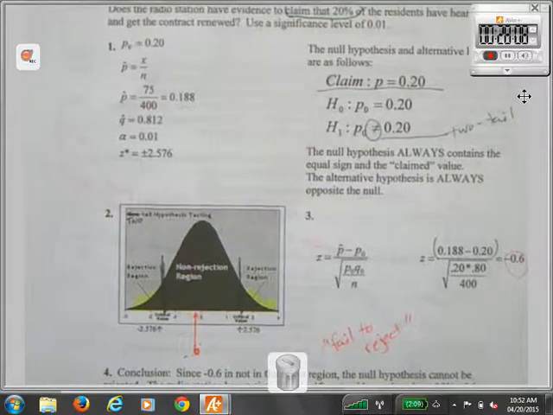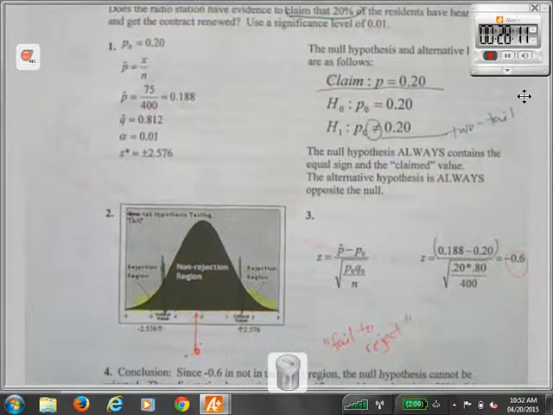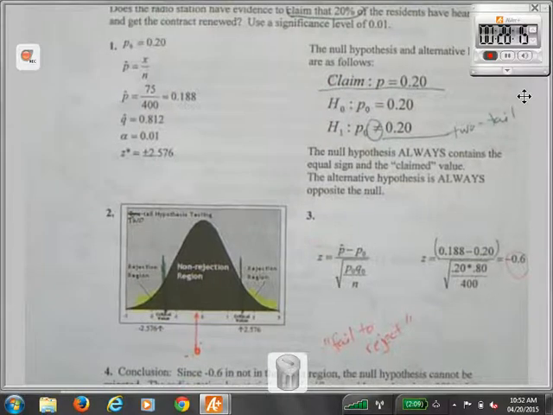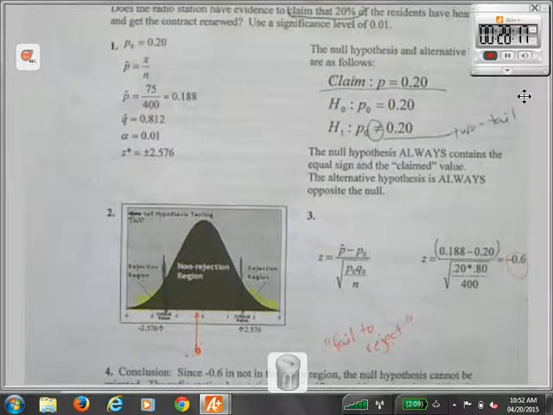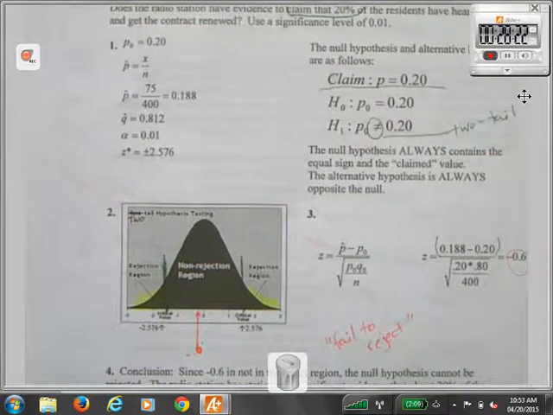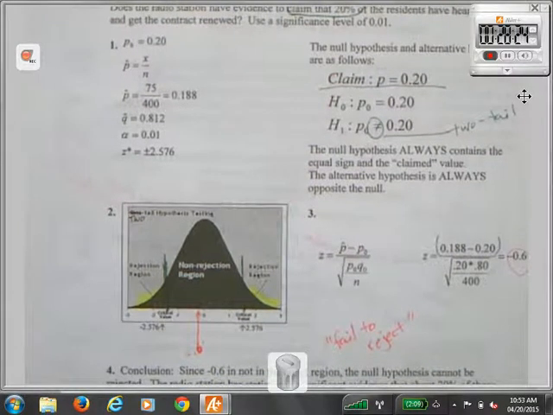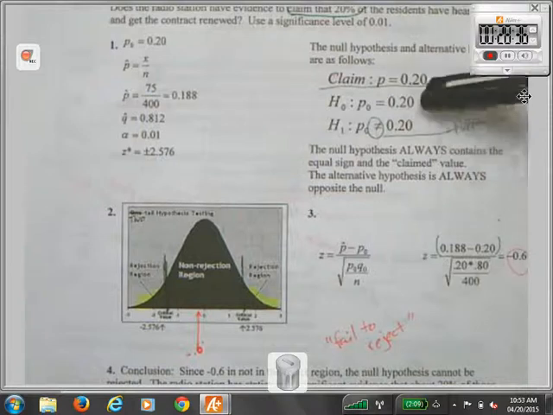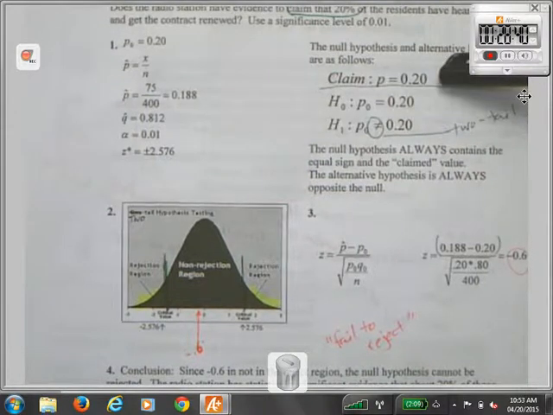Okay, so here's what the conclusion is. Now, guys, I want you to keep this piece of paper because your conclusion needs to be written this way. It's two sentences. The first sentence is saying whether you're rejecting or failing to reject the null hypothesis and why. And the why is since negative 0.6 is not in the reject region, the null hypothesis cannot be rejected. That's sentence 1. Now we look at the null hypothesis that we're not rejecting. We look at the claim. We're not rejecting that either. They're the same.